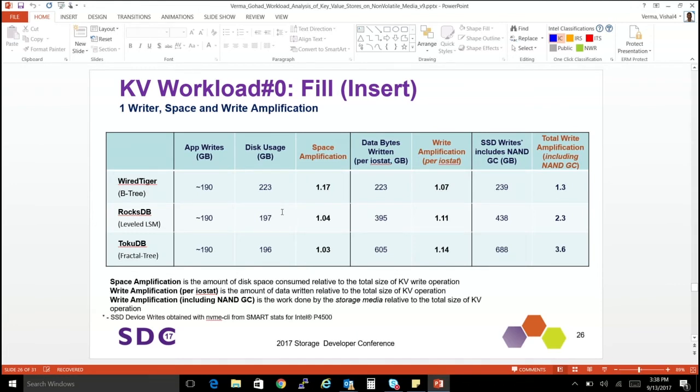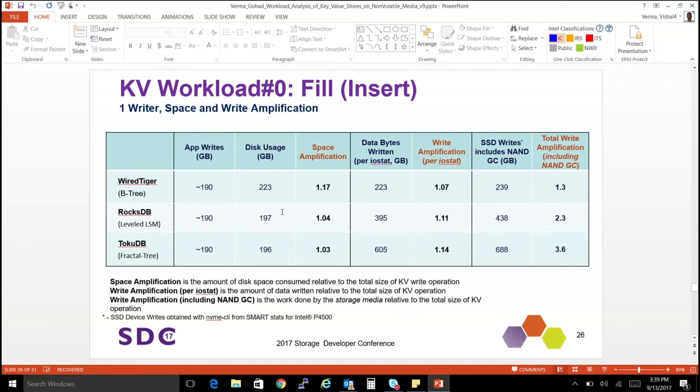And then there is the right-hand column, which is SSD writes, including NAND. This is where we have performance counters on the flash, so that's where garbage collection is happening, wear leveling, and all sorts of things. So we wanted to look at these different amplifications at different levels. So space amplification is the amount of disk space which is consumed relative to whatever my total operations were.